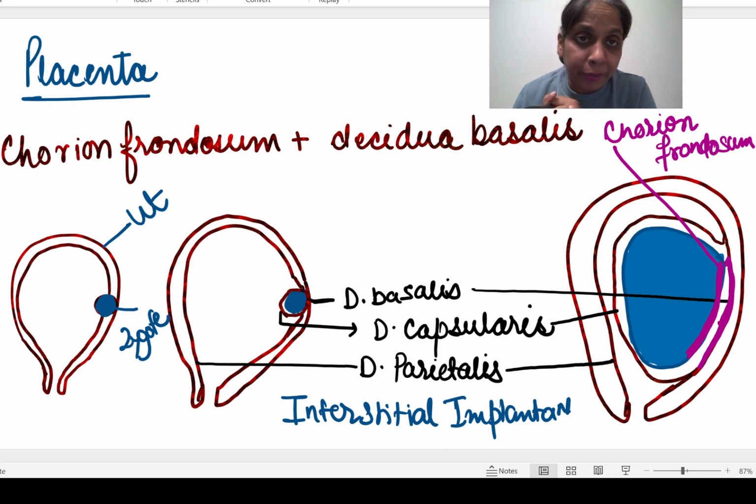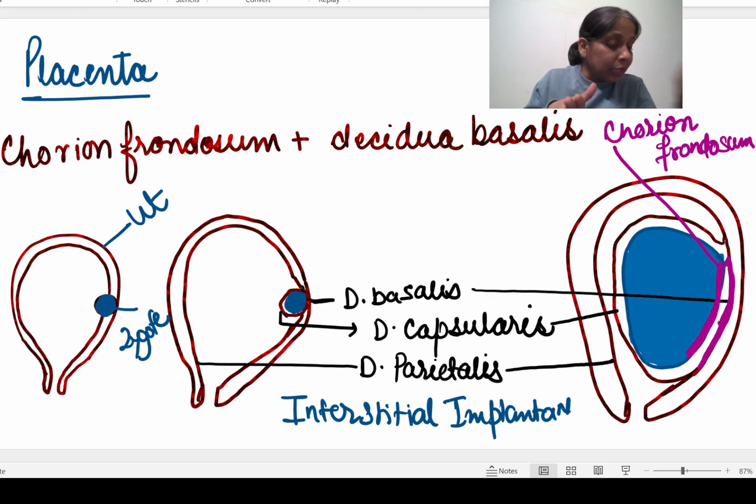Such type of implantation is known as interstitial implantation. These days a lot of questions have been asked from basic obstetrics. That is why I'm explaining each and everything very clearly. So what is interstitial implantation? It means the implantation occurs in between the endometrium.